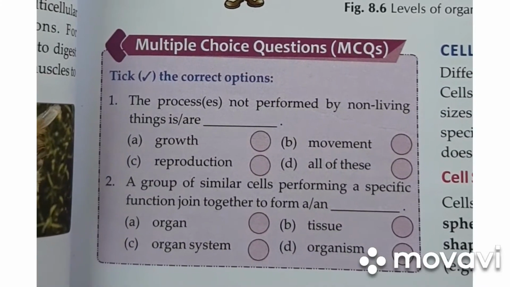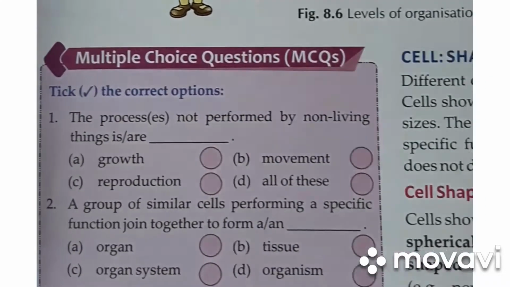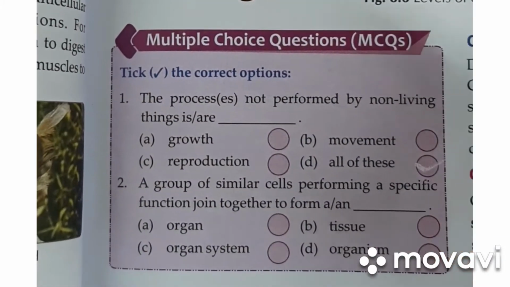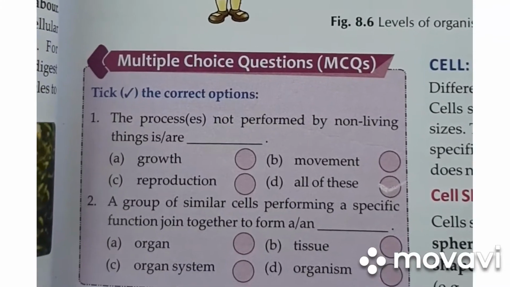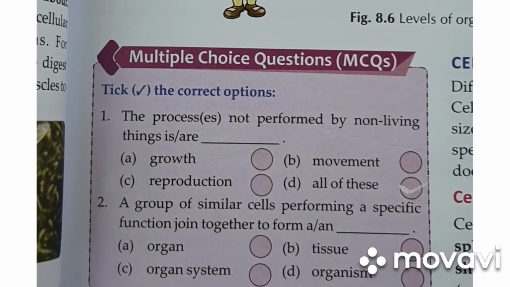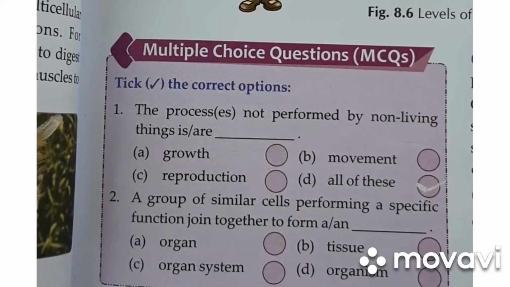So students, what is the answer for this question? Yes, the option is D. All of this, because we know that non-living things don't show basic properties like growth, movement and reproduction.